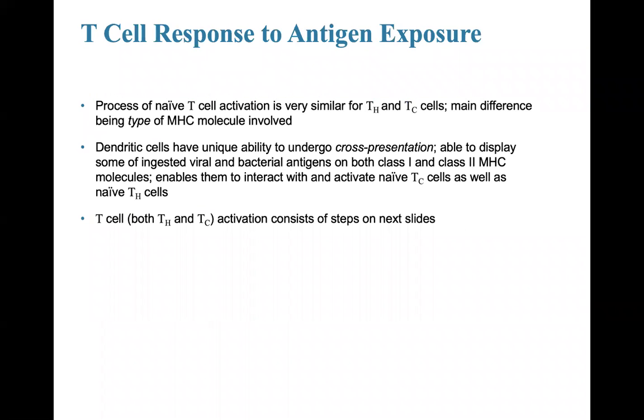The process of naive T cell activation is very similar for helper T cells and cytotoxic T cells, the main difference being the type of MHC molecule that's involved. Dendritic cells have a unique ability to undergo cross-presentation: the ability to display some of the ingested viral and bacterial antigens on both class 1 and class 2 MHC molecules, which enables them to interact with and activate naive cytotoxic T cells as well as naive helper T cells. Both the cytotoxic and helper T cells will activate. The activation consists of several steps, which we'll now go over.